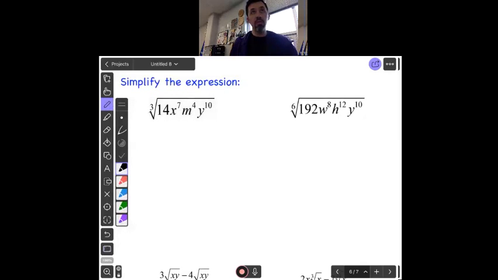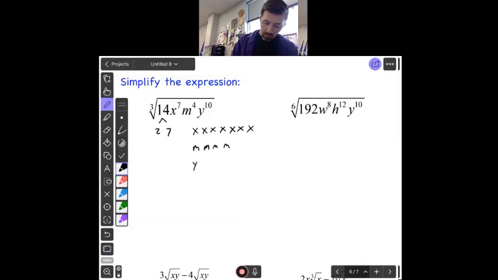So look at the cube root of 14, x to the 7th, m to the 4th, y to the 10th. It kind of annoys me that they're not in alphabetical order. I don't know why the problem was written that way, but there it is. Normally I would write the problem in alphabetical order. But, 14 is just 2 times 7. Not much for me to do there. X to the 7th is just 7 x's. Just watch your counting. M to the 4th. Y to the 10th, so writing out 10 y's. Just be careful again. It's not difficult. It's just kind of annoying to have to write that many y's.